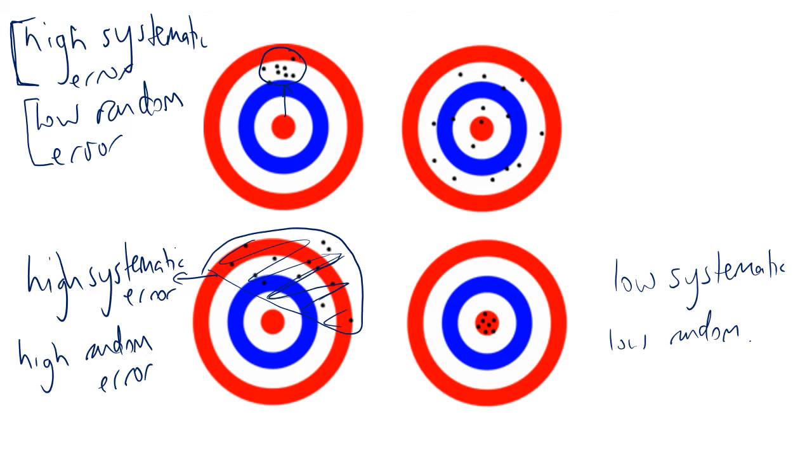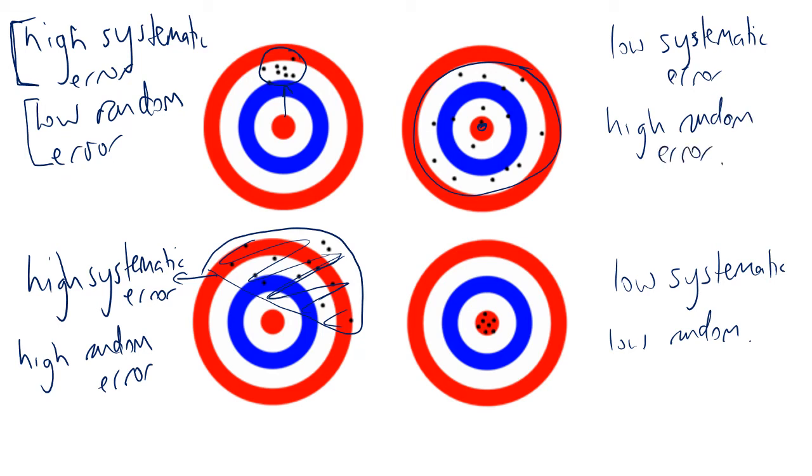Then finally, we've got this one here. Notice how they're all spread out, but they're all spread out around the center, which means that your process is probably doing well. So you have low systematic error, but you're going to have high random error because you can't get all of your results to repeat consistently. Okay, so this diagram shows the idea that you can have systematic and random error in varying amounts, right? Ideally, we want low systematic and low random error.